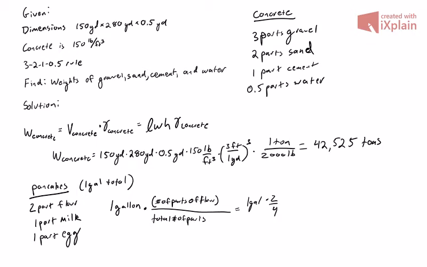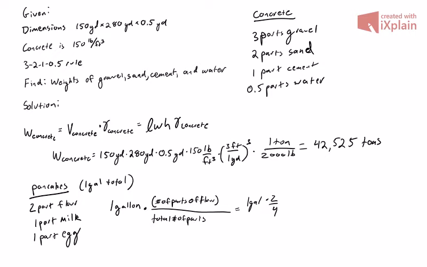When you were doing it for milk, you're doing 1/4. When you're doing egg, you're doing 1/4. And if you went back to our 1:1:1 ratios, you could see that the total number of parts in that case was 3, so each thing ended up being 1/3.